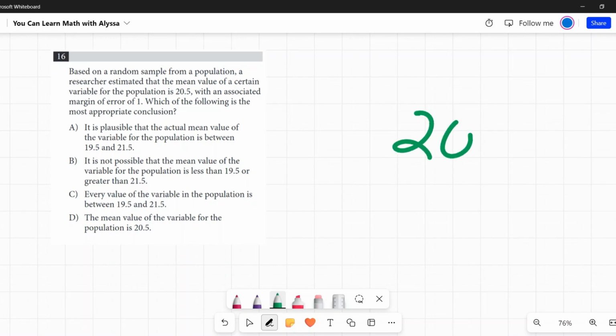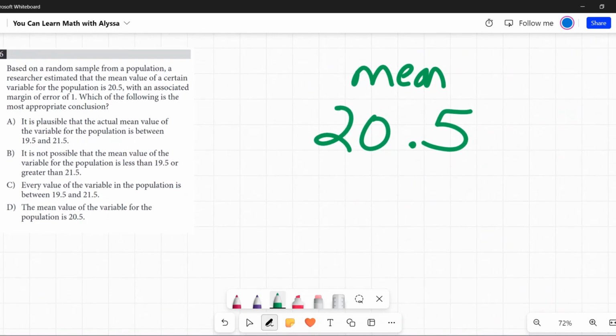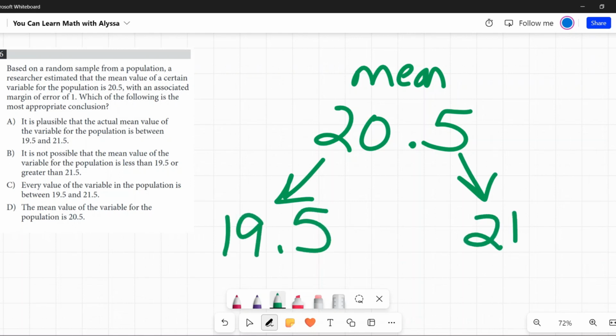So the mean value he reaches is 20.5. It says there's a margin of error of 1. The margin of error means it could be 1 higher than this. It could be 1 lower. Like I calculated 20.5, but the actual mean could be as low as 19.5, and it could be as high as 21.5. It can be -1 or +1 in either direction. So that's what they've told us up here.